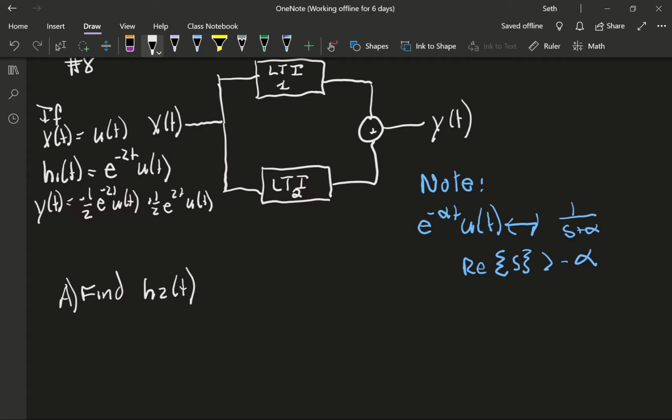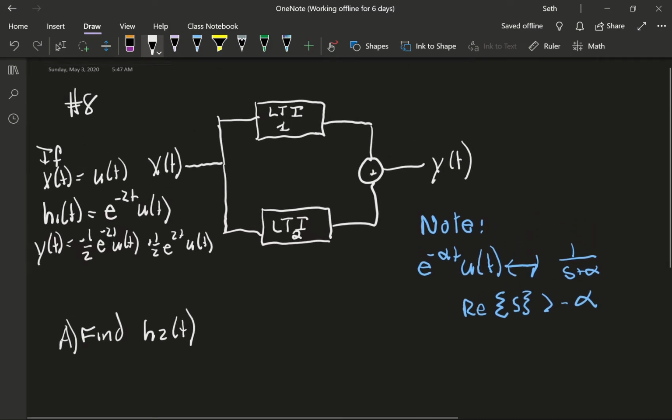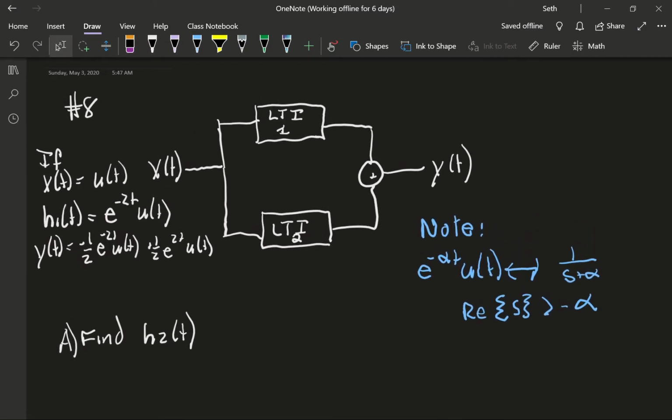Hello, this is number 8 on the practice final. It's dealing with the Laplace transform and an interconnection of continuous time LTI systems. We've been given the impulse response h1 of t, and the system's response y of t when x of t is the unit step.